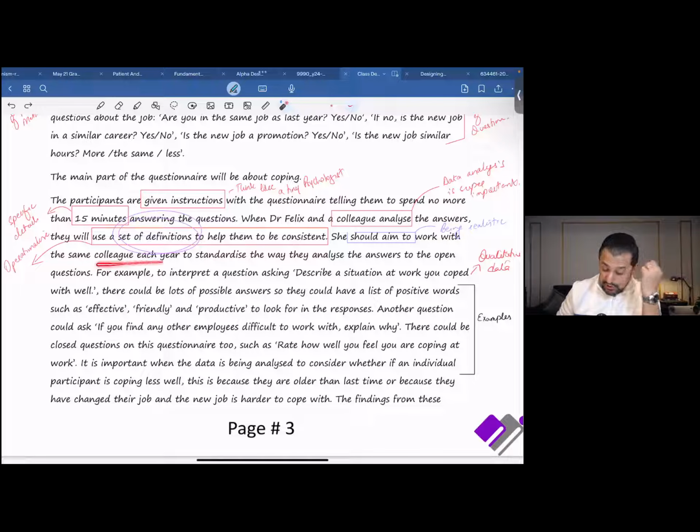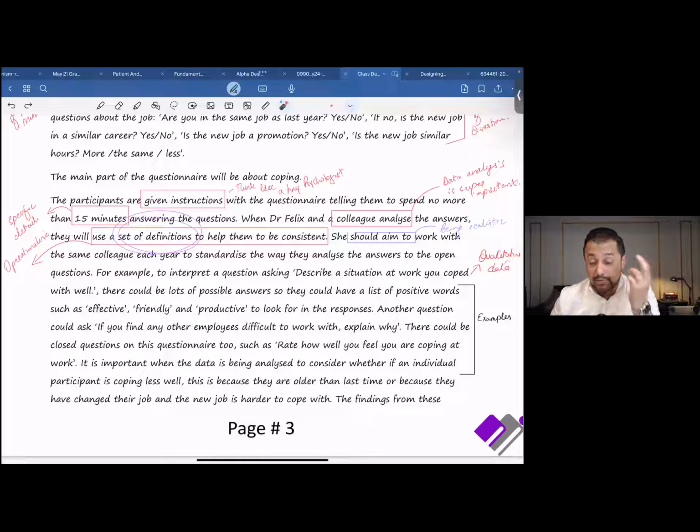The same colleague each year to standardize the way they analyze the answers to the open questions. For example, to interpret a question asking, describe a situation at work you coped with well. Now, this is an example of qualitative data. This is a question that could help you gather qualitative data.